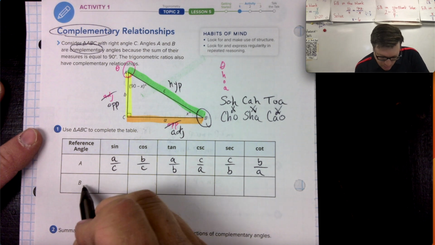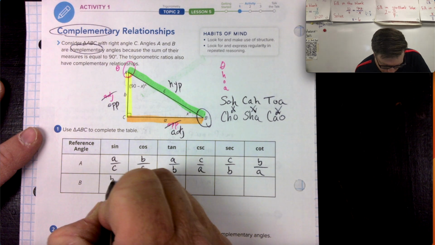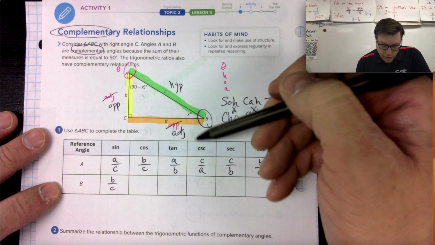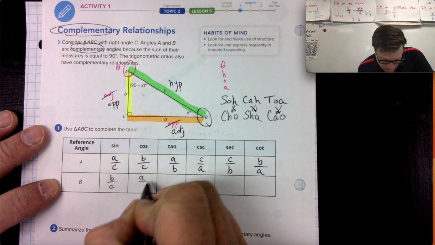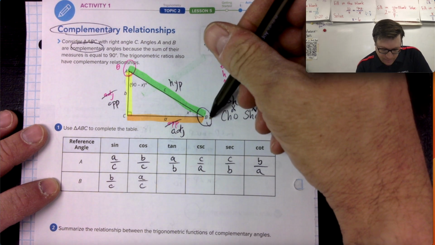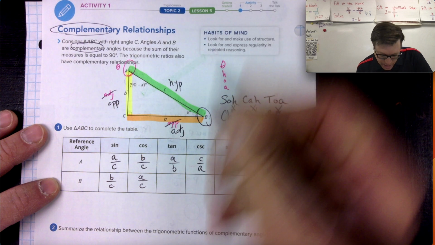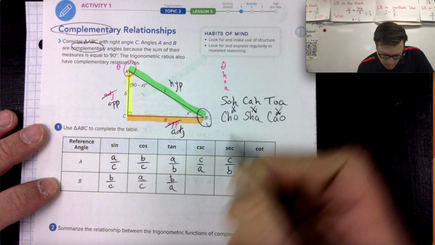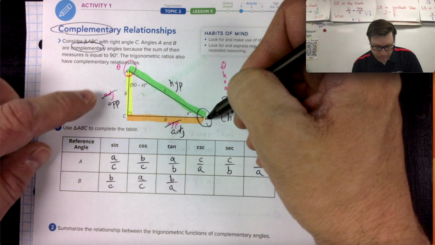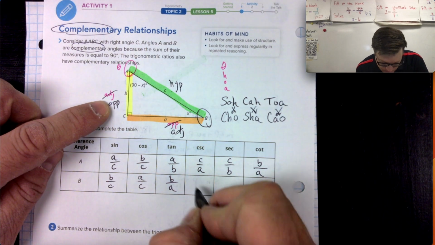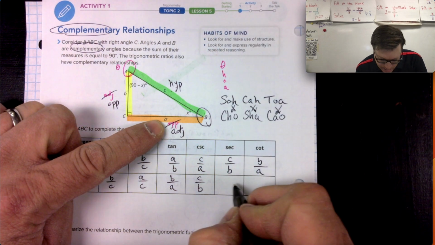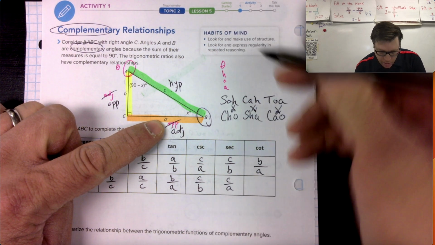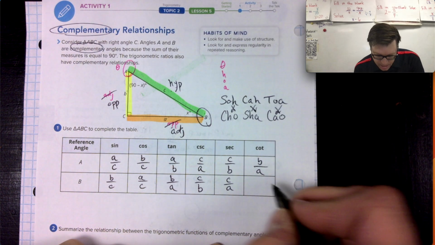So the sine of B would be opposite over hypotenuse, B over C. The cosine of angle B would be the adjacent over the hypotenuse. And then the tangent of angle B would be opposite over adjacent. So then cosecant would be hypotenuse over opposite. Secant would be hypotenuse over adjacent. And then cotangent would be adjacent over opposite.